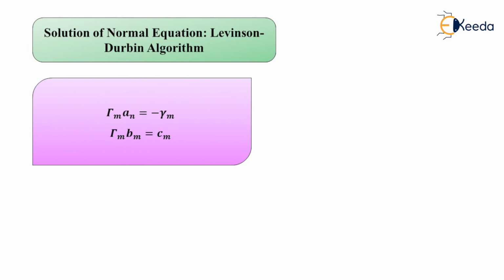So here we are completed with the topic solution to normal equations by the Levinson-Durbin algorithm. The same case we are going to deal with by the use of the Schur algorithm in the next video. The topic will be solution of normal equations, Schur algorithm. So this is in continuation to the same chapter titled linear prediction and optimum linear filters. Thank you.